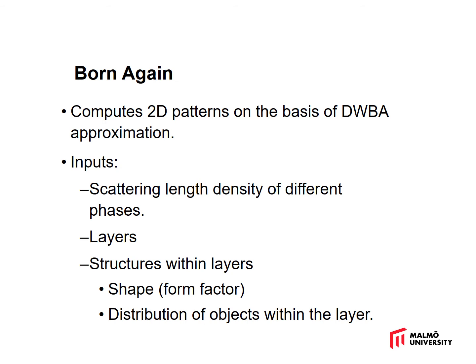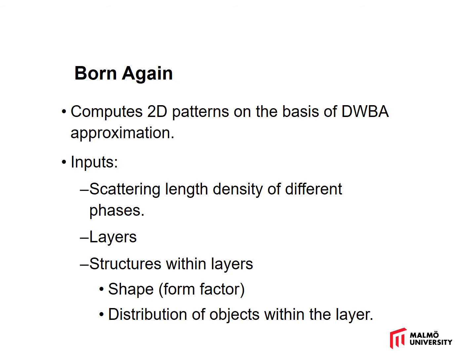Now, you'll notice there's a couple of lectures on BornAgain. BornAgain, without worrying too much about the physics, computes 2D scattering patterns on the basis of the distorted wave Born approximation. One inputs various aspects of the sample into the model, and it spits out the scattering pattern. So the inputs that you put in are the physical characteristics of the different phases in the thin layer, and this relates to composition and density. Actually what layers you have and what they're made of.